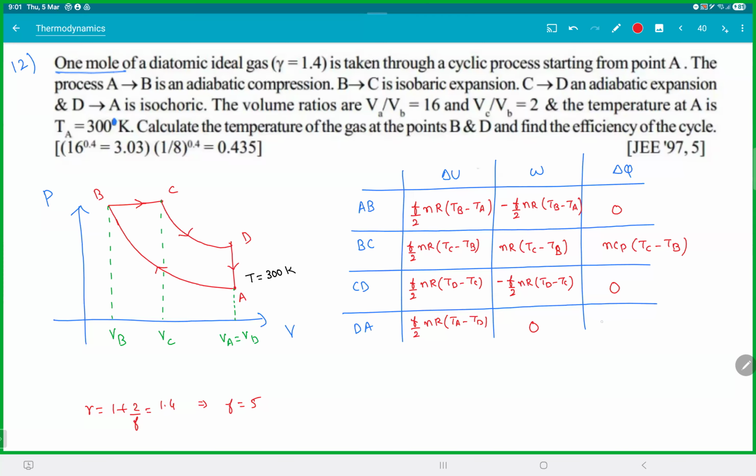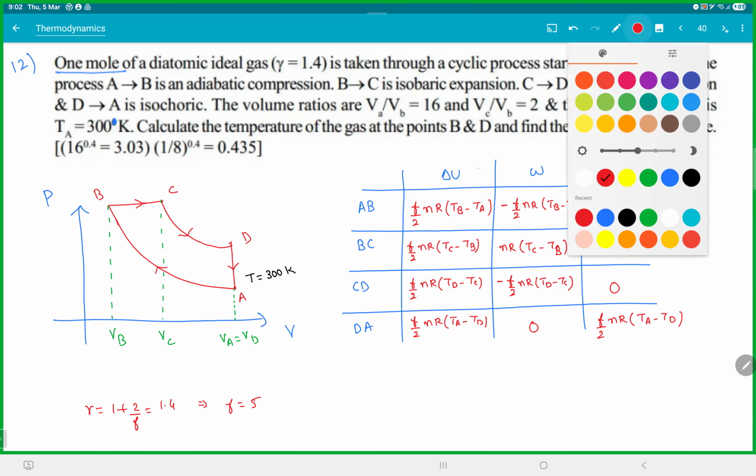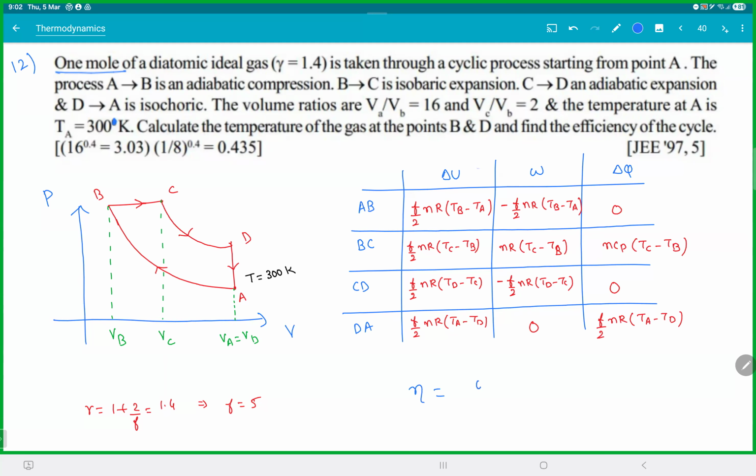D2A is an isochoric process, so that will again be f by 2 nR (TM minus TD). Perfect. You got everything, so you're done. So efficiency will be add all the work, and I think this will be positive. This guy will come out to be negative. Positive heats. Substitute, you'll get the answers. I'll leave it there. Got the process, right?